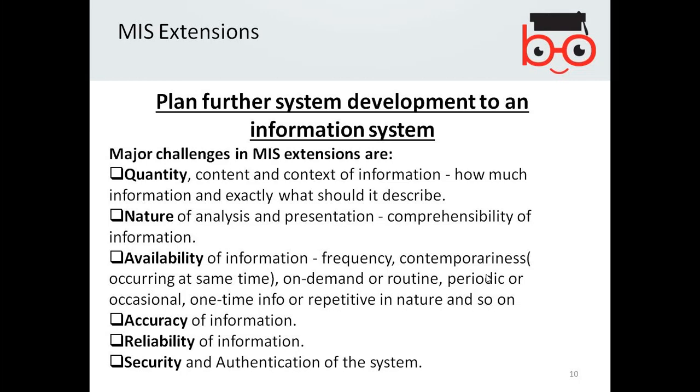How accurate is your information? How reliable is your information? How secure and authenticated are the systems? Then you should be able to consider these factors for your extension of the information system.